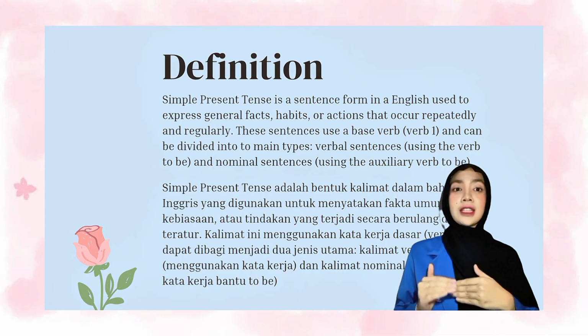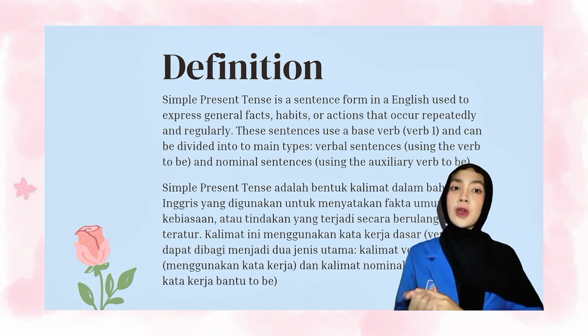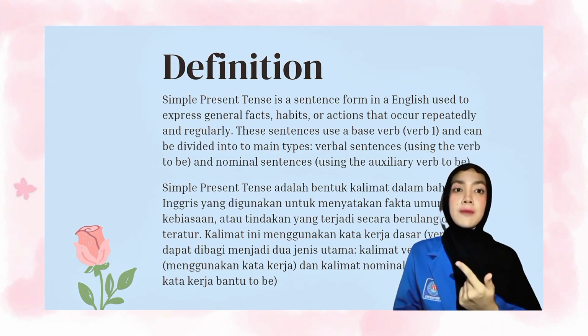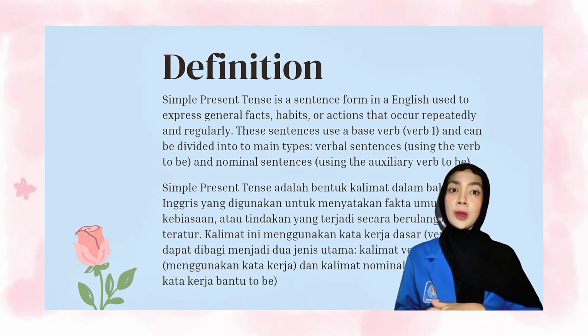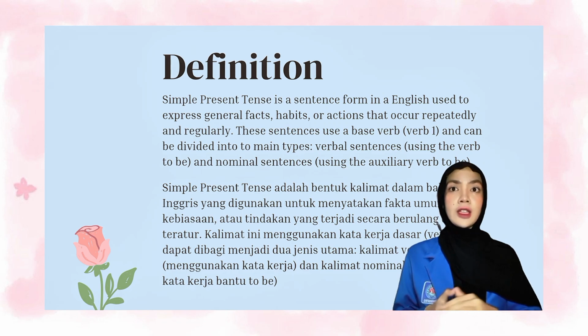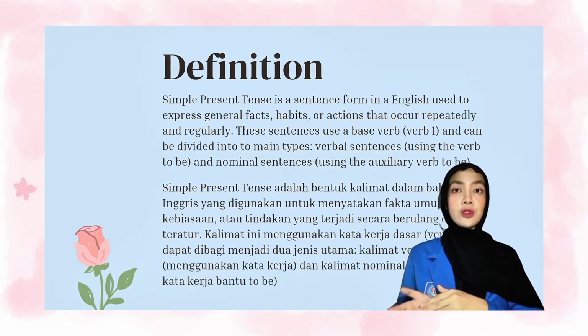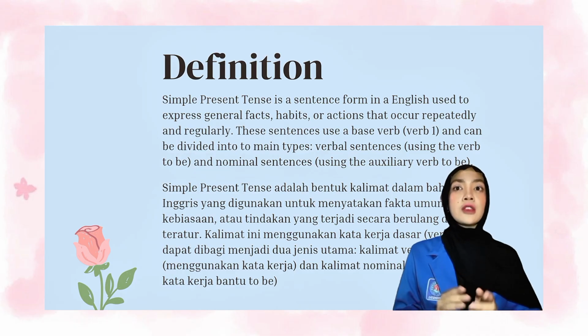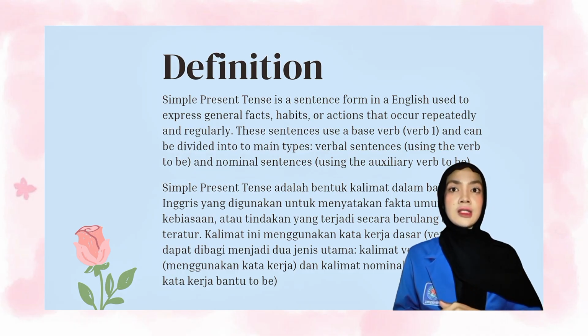The simple present tense is a sentence form used to express general facts, habits, or actions that happen repeatedly and regularly. It uses the base form of the verb 1 and is divided into verbal sentences, which use normal verbs, and nominal sentences, which use the verb to be. So basically, it's a tense for things that are true or that we do regularly.